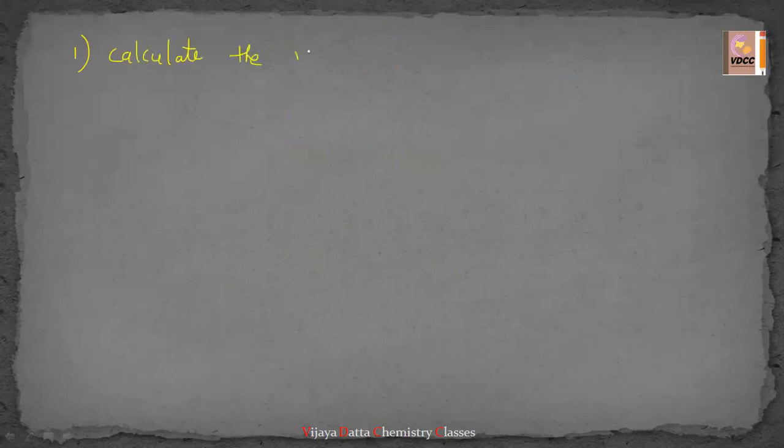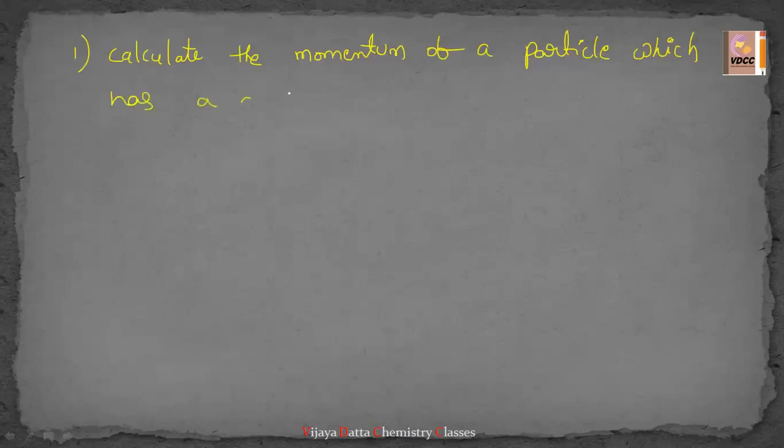Calculate the momentum of a particle which has a de Broglie wavelength of 2.5 into 10 to the power of minus 10 meters.